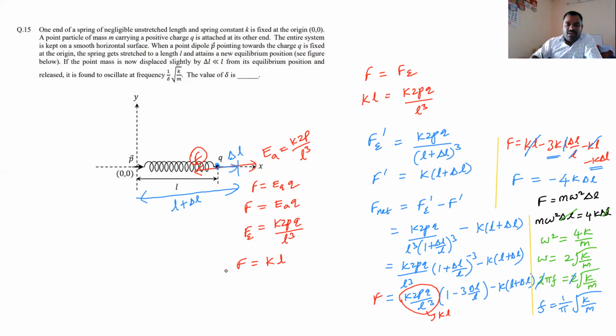Now let us compare. 1 by delta root of k by m is the oscillation frequency given. Comparing with f, the value of delta is equal to pi.